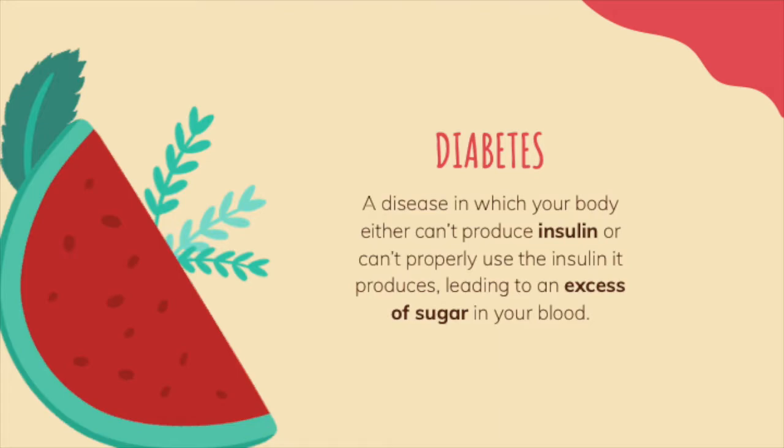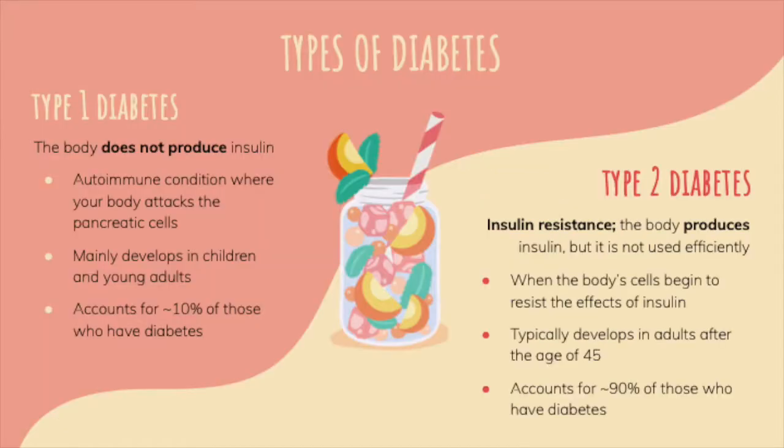Hi, my name is Maria, and I'm going to start it off by talking a little bit about what diabetes is and the biological explanations behind diabetes. According to Diabetes Canada, it's essentially a disease in which your body either can't produce insulin or can't properly use the insulin it produces, overall leading to an excess of sugar in your blood. There are two different types of diabetes, type 1 and type 2.